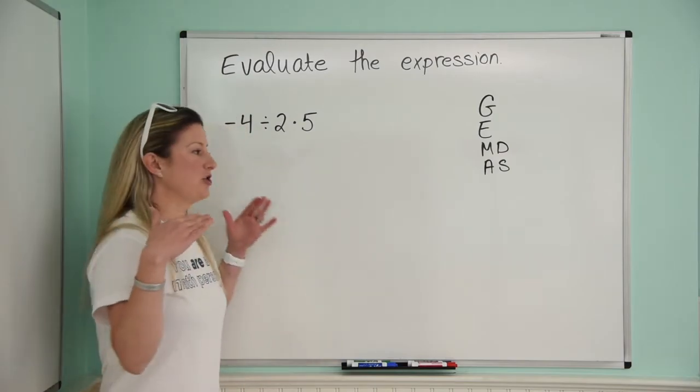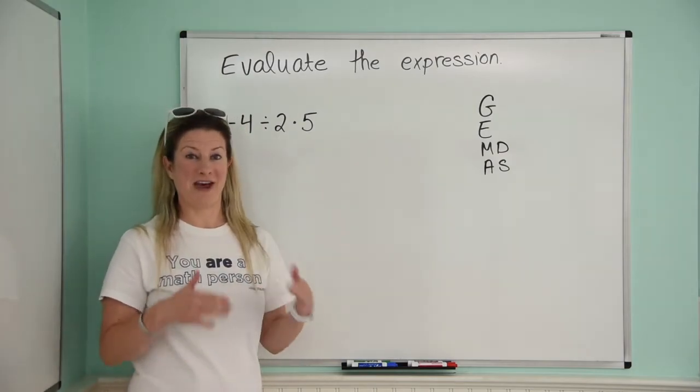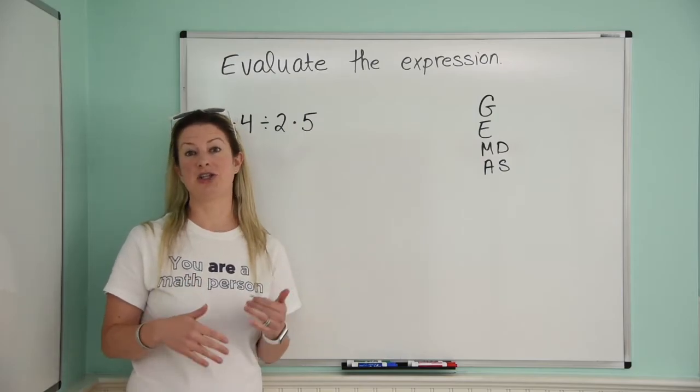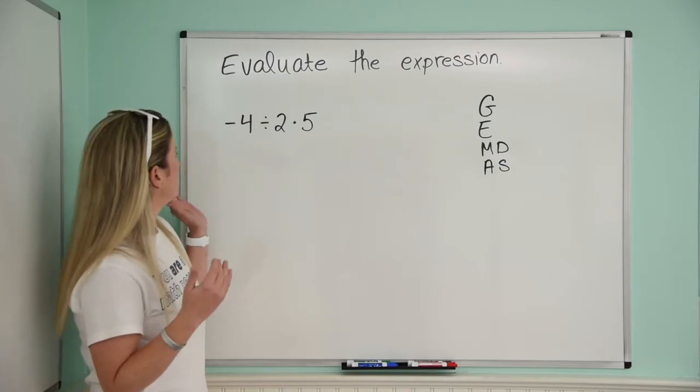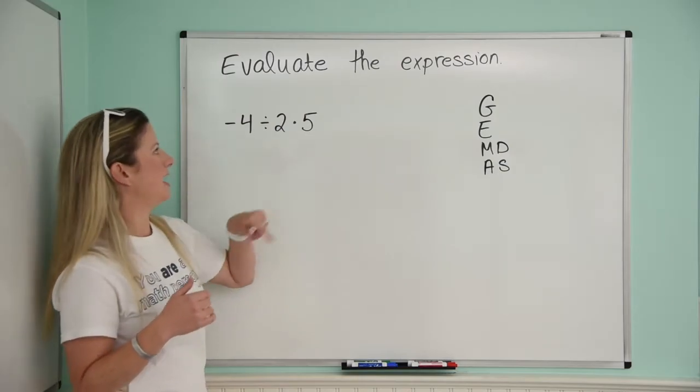All right, so you probably watched the previous video on evaluating expressions where we evaluated 2 plus 3 times 4. In this video, we are going to evaluate -4 divided by 2 times 5.